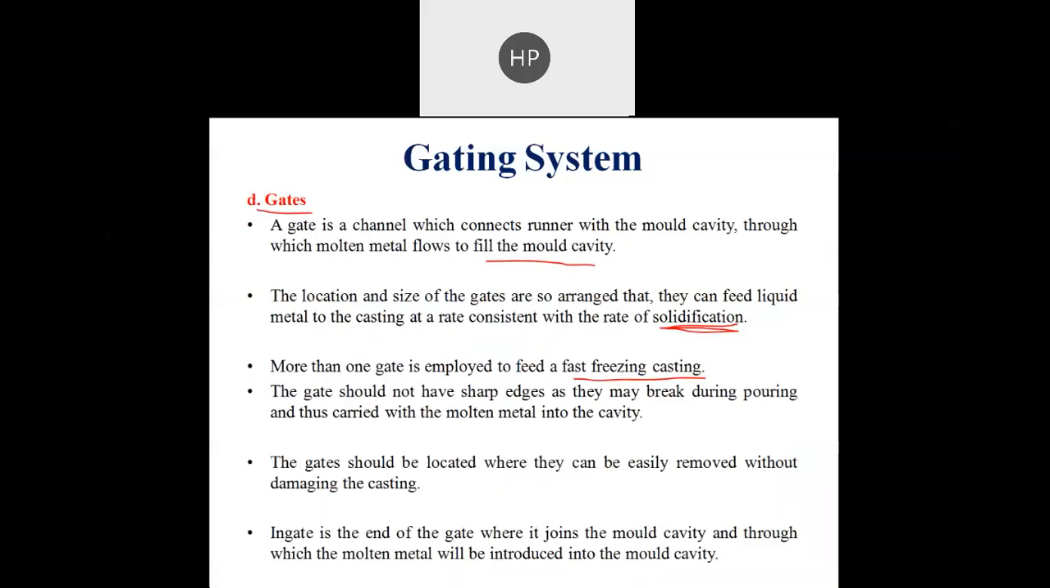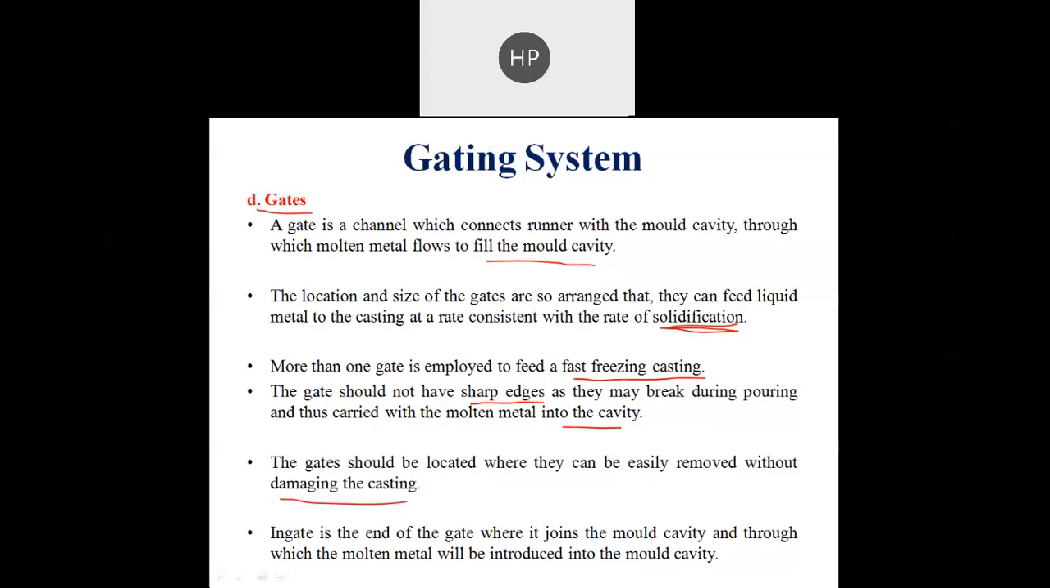The gates should not have sharp edges, as they may break during pouring and thus be carried with the molten metal into the cavity. So it should not have sharp edges. All the shape and the edges should be smooth, so that the cavity will be filled properly, and the gates should be located where they can be easily removed without damaging the casting. So it is also important, because after that we have to remove it.